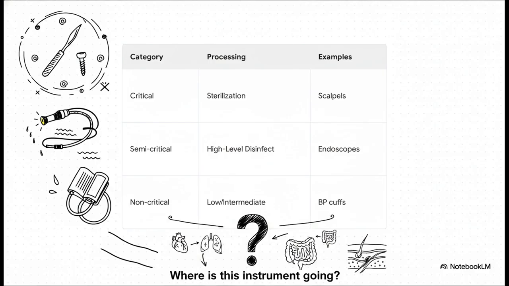Semi-critical items, like endoscopes, they touch mucous membranes, so they require high-level disinfection. And finally, non-critical items, like a blood pressure cuff that just contacts intact skin, those only need low or intermediate level disinfection. The easiest trick? Just ask yourself, where is this instrument actually going inside the patient?